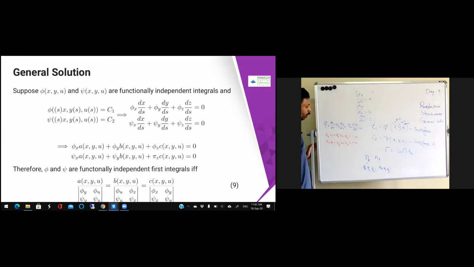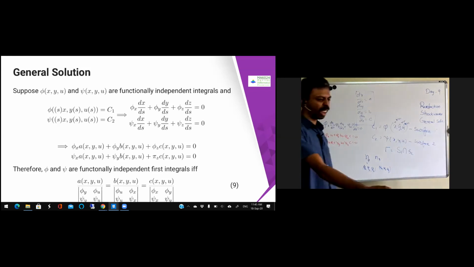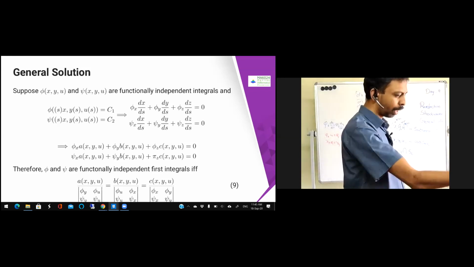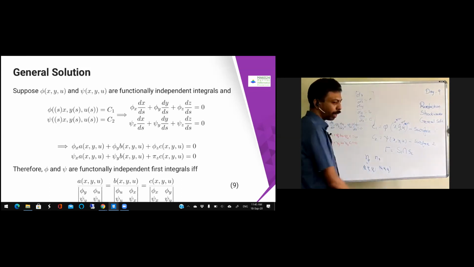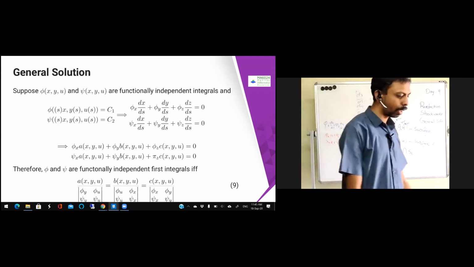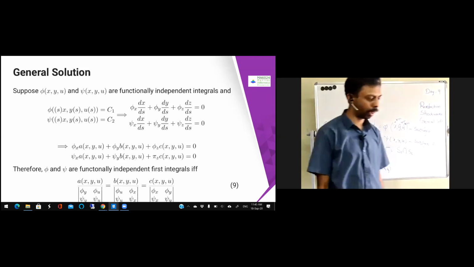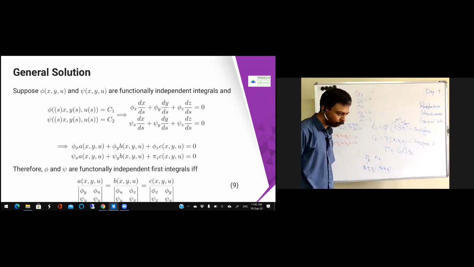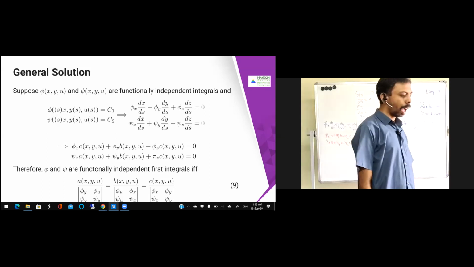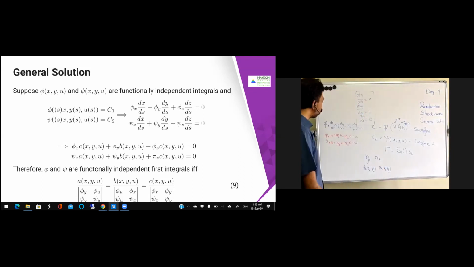So when these two are functionally independent, again you can see the same thing. Functionally independent means these two should give almost similar things, the same kind of thing. This is going to be functionally independent. This one you can solve, right? Using Cramer's rule, etc.